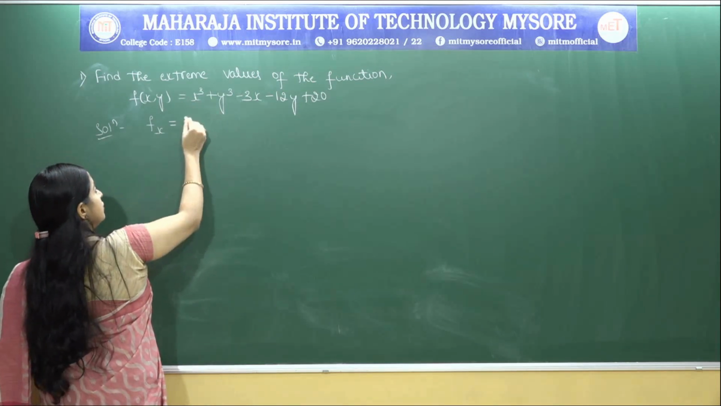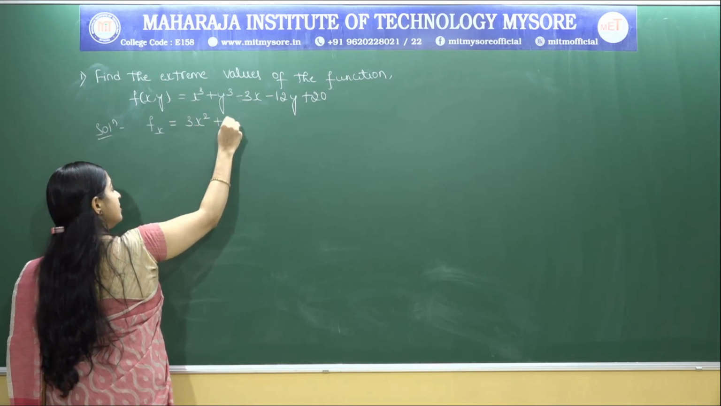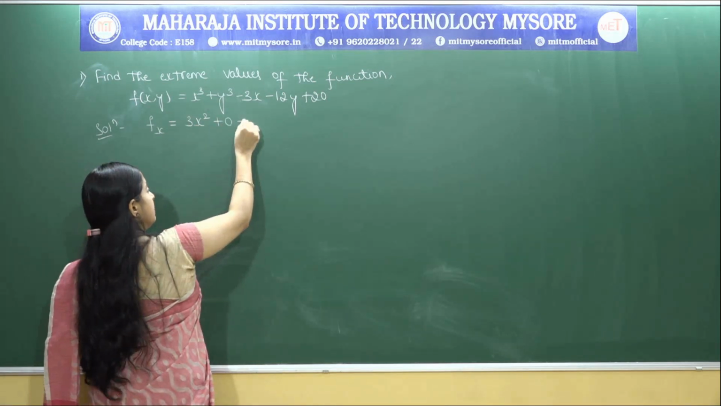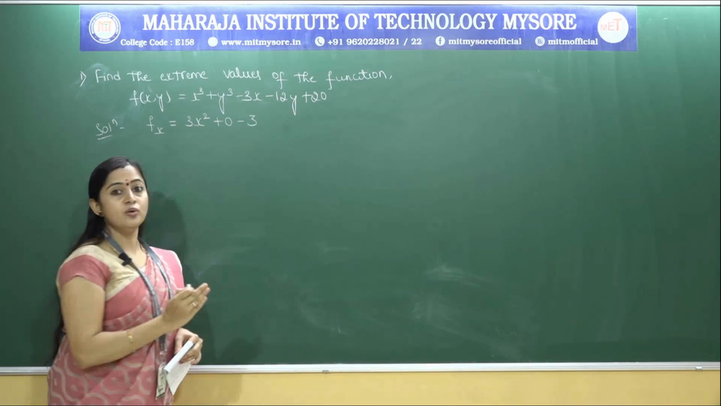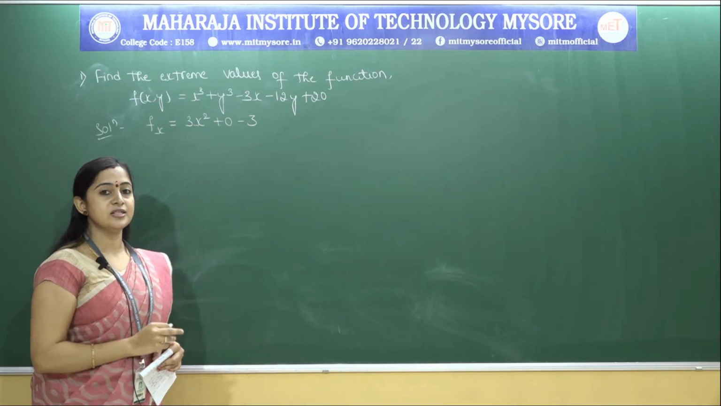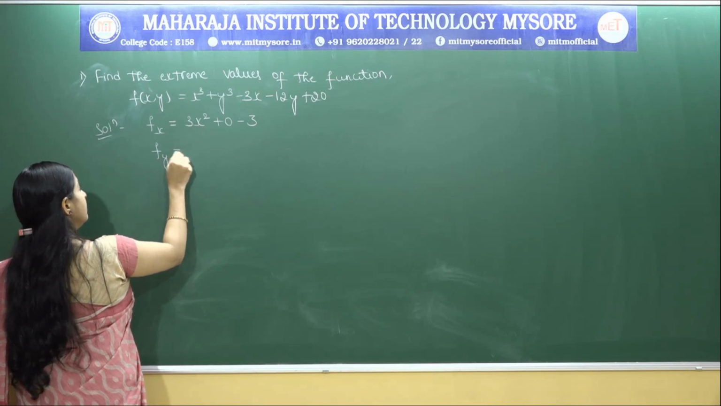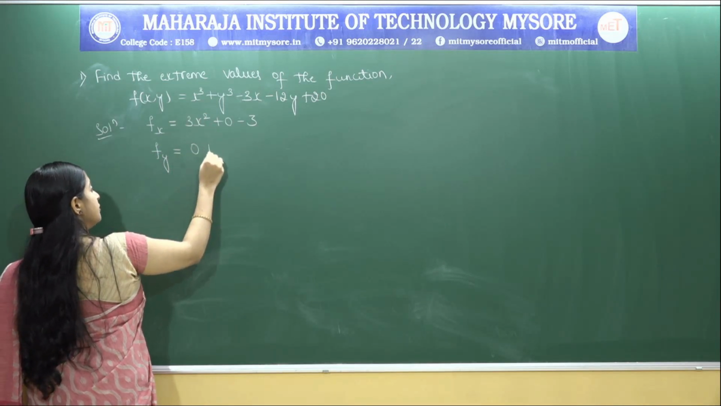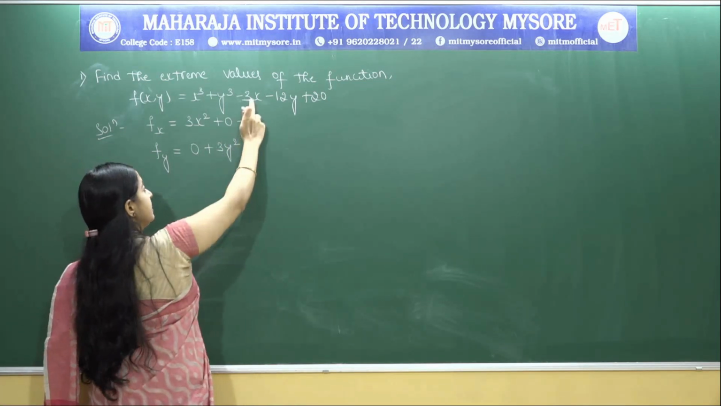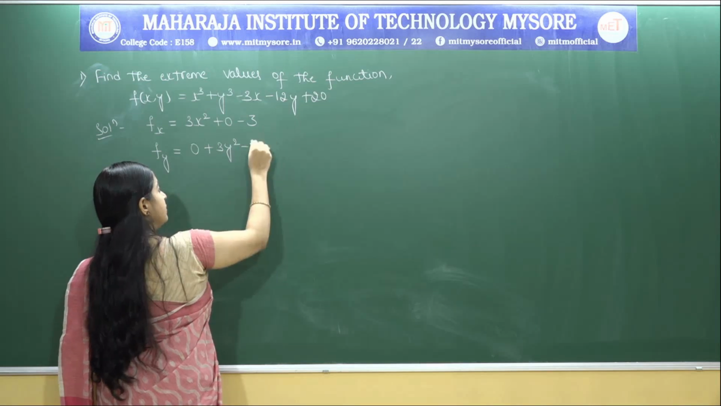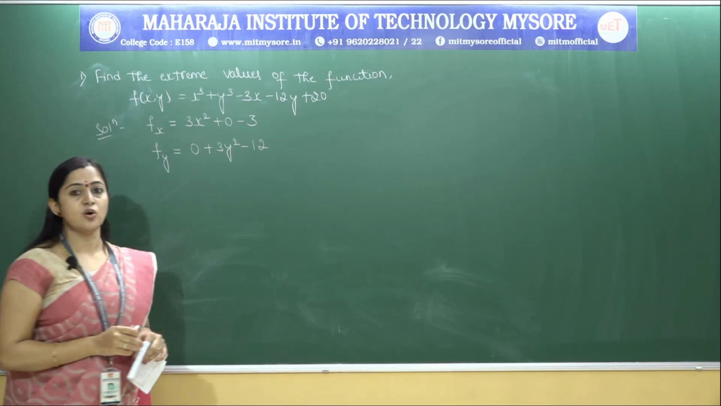So x cube differentiation is 3x square, the y cube differentiation 0, minus 3x differentiation is 3, the 12y differentiation 0 and the 20 is also constant, the differentiation is 0. Next, differentiate with respect to y. So the x cube differentiation 0, y cube differentiation 3y square, minus 3x differentiation is 0, minus 12, the differentiation of y is 1 and the 20, the differentiation is constant.